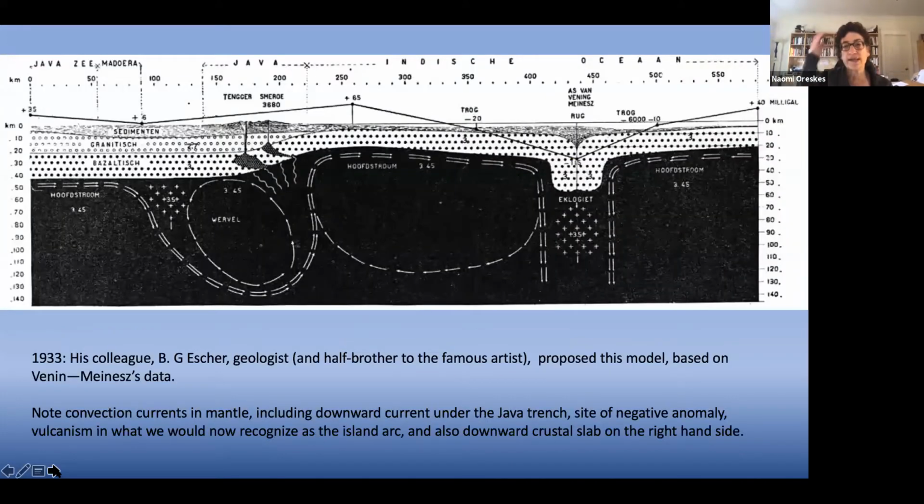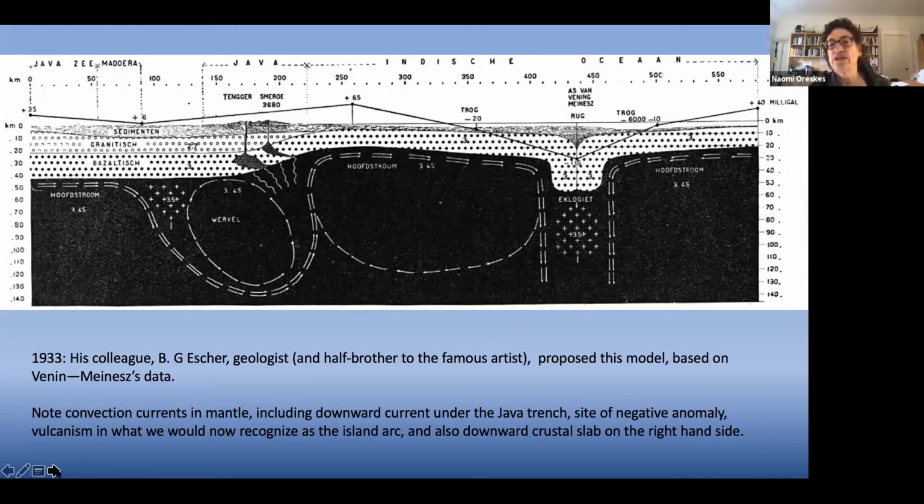And this is just one example of a picture that was drawn at the time. This is from the Dutch geologist B.G. Escher, who, by the way, is a half-brother to the famous artist Escher. And in fact, there's a story, I don't know if it's true, that Escher's work, the artist Escher, is in a way very crystallographic, right? It has all these axes of symmetry. And there are some people who think that Escher, the artist, was influenced by his half-brother Escher, the geologist. In any event, Escher was very interested in this work, and he proposed this model in 1933 based on Vening-Meinesz's data.